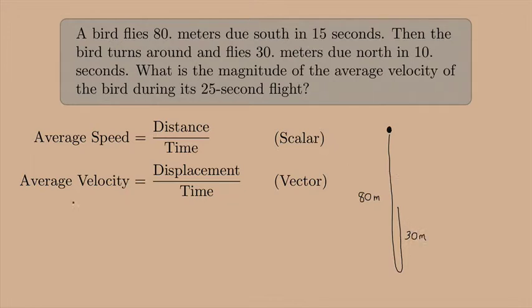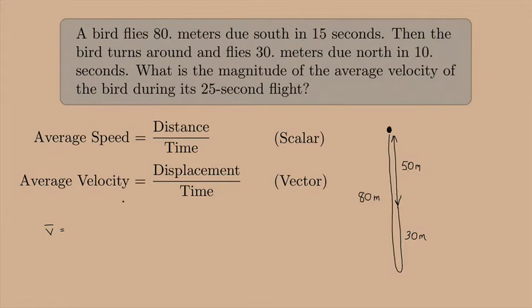Okay, so to calculate average velocity, which usually you represent with a V with a little bar over it, the bar is for the average, I need to know the displacement. Well, what is the displacement? Displacement is the difference between where he started and where he ended. So if he started up here and he ended down here, this difference right here would be 80 minus 30, that's 50 meters. So my displacement would be 50 meters south. From where you start to where you end, that would be south.